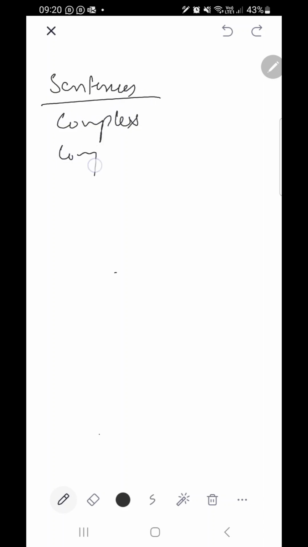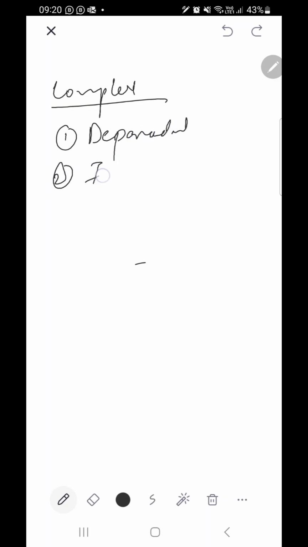Something from the sentences part: we have complex, compound, and simple sentences. I'm starting with the complex sentence. We have a rule that there will be one dependent clause and one independent clause, right? So we are going to discuss specific things. There are different clauses that we are using.